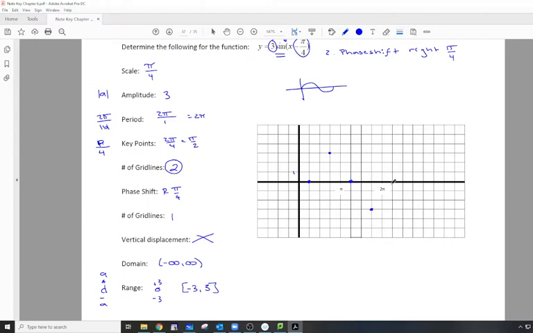In another 2 grid lines, back up to 0. In another 2 grid lines, up to 3. In another 2 grid lines, back to 0. And then down to negative 3. And I can go in the negative direction as well. So 2 grid lines down to negative 3. 2 grid lines back up to 0. And now I can sketch my curve. So it's going to start like this.